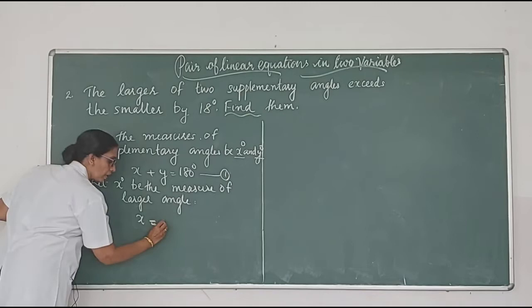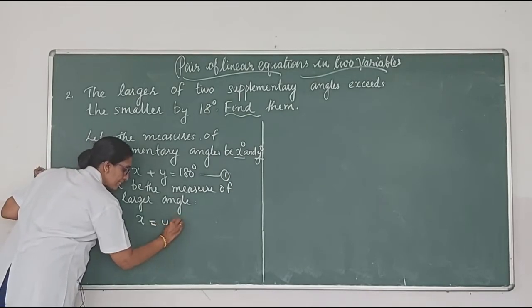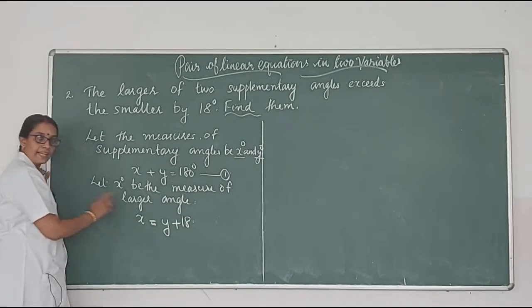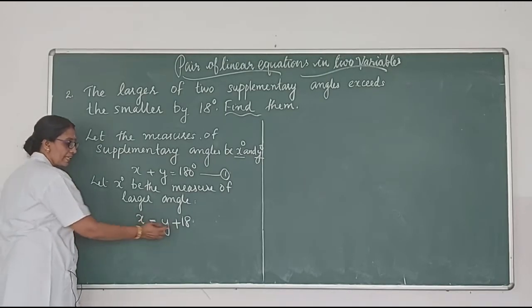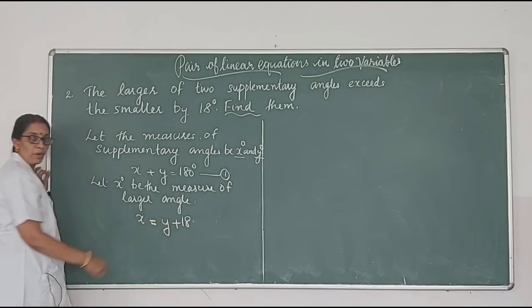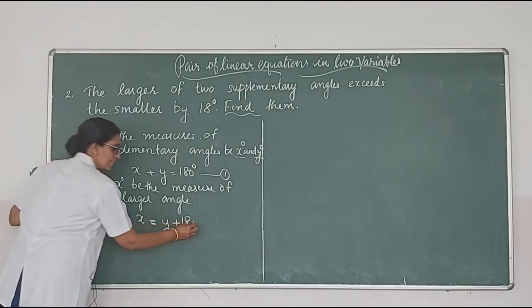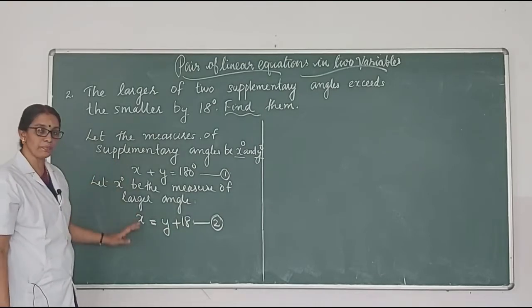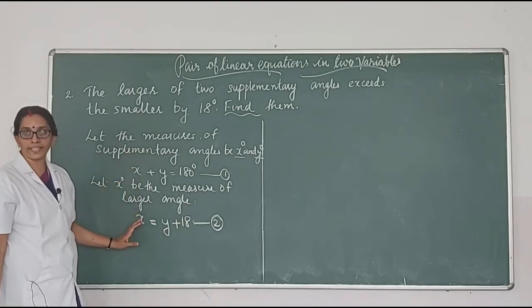How will you write it? The smaller angle is y, so x equals y plus 18. Okay, so this is the second equation. The larger angle is 18 more than the smaller angle. Now, both are very simple equations. You can solve them very easily.